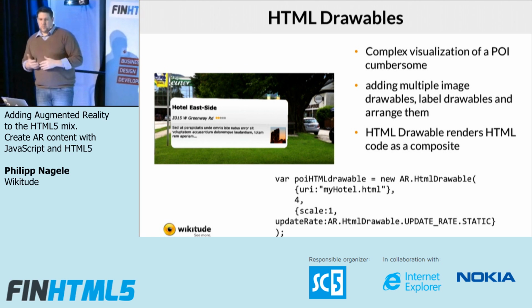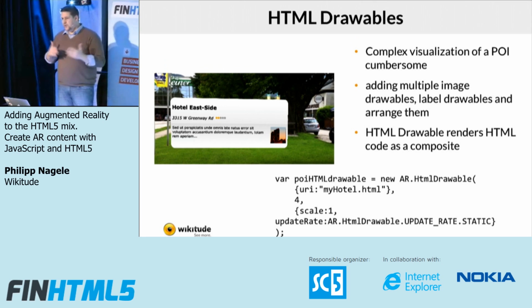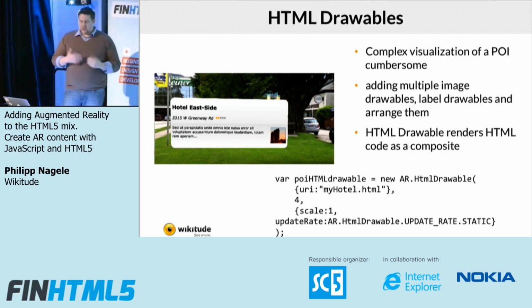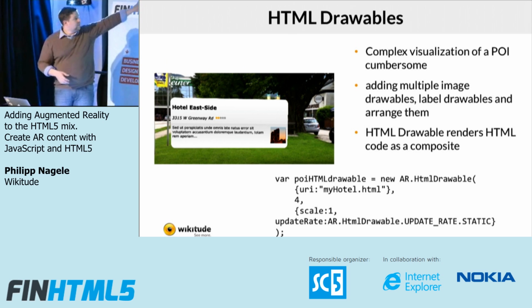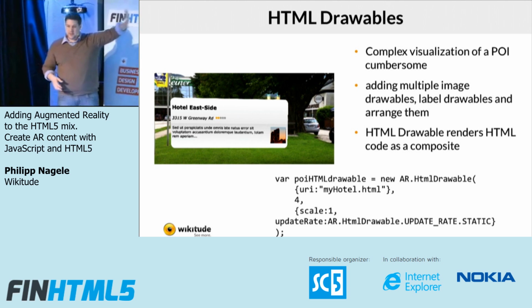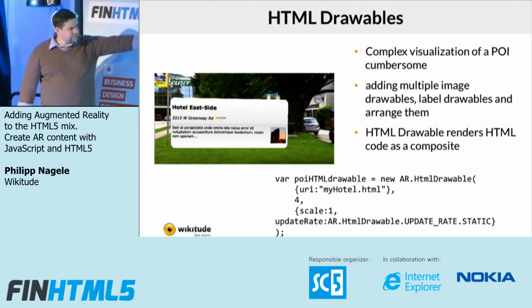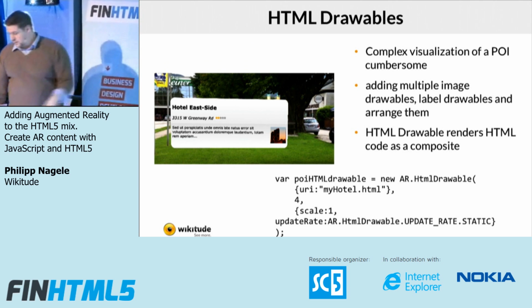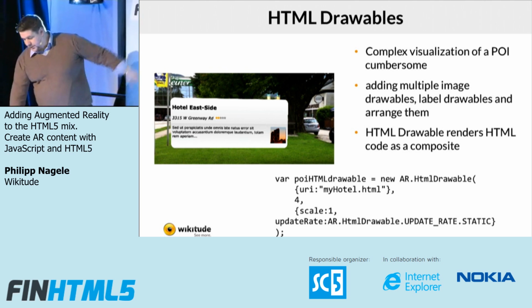HTML drawables are just one form of visualizing your content. As I said, we separate the web view and the AR view. With the HTML drawable, you can also create HTML content in the JavaScript API. So this label, which is hovering in the scene, is just a regular website, myhotel.html, where we're including all the necessary data for doing this.